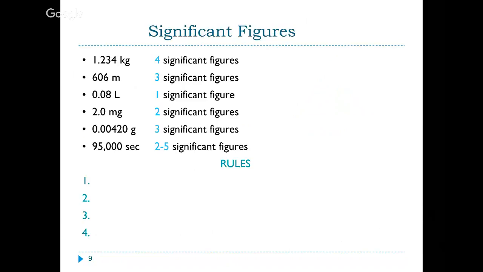And lastly, we have here this 95,000 seconds. Well, this number is considered to be ambiguous because we don't know whether these zeros were significant. Was this measured to be exactly 95,000 seconds, or was this number rounded? So we know for sure that the 95, those two digits, are significant. So there's at least two sig figs. After that, we do not know whether these zeros matter or not. So a correct answer here could be 2, 3, 4, or 5 sig figs. We don't know. That is why putting numbers into scientific notation is very beneficial, because that will tell us exactly how many significant figures we have.